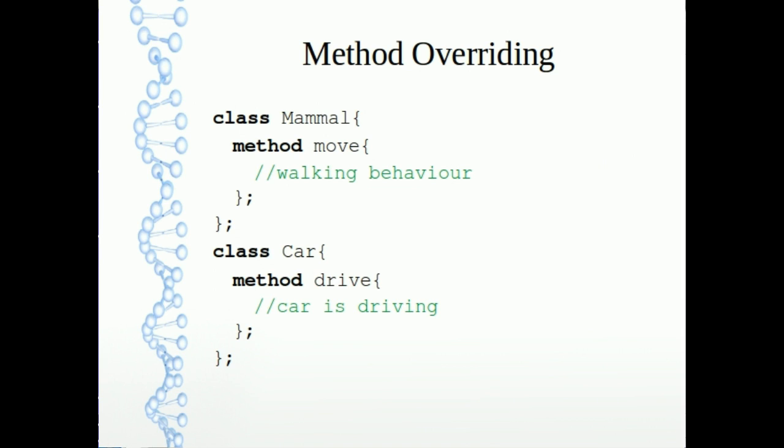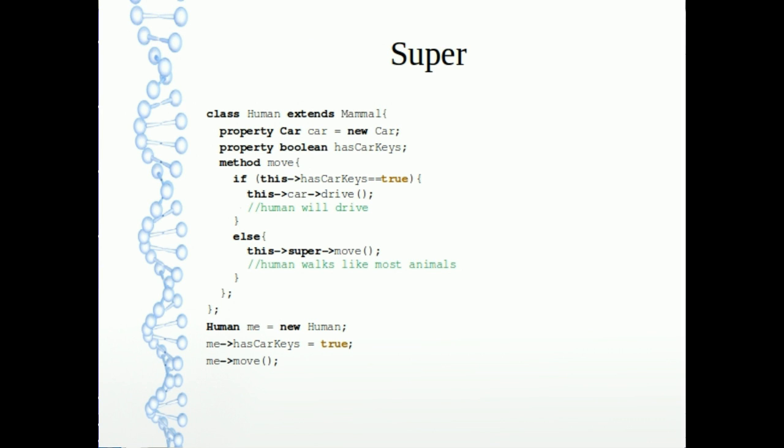To illustrate a use of the super keyword, we will return to our previous example with some new modifications. The mammal class is exactly the same and still has one member, the move method. I have also added the car class with the method drive. I have also updated the human class. It still extends over the mammal class, but it also has the new properties car, which is an instance of the car class from the previous slide, and has car keys, which is a Boolean true or false value.